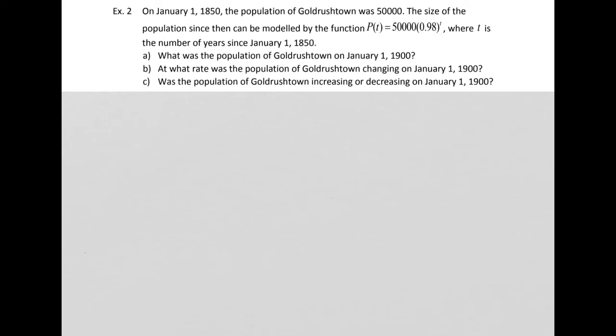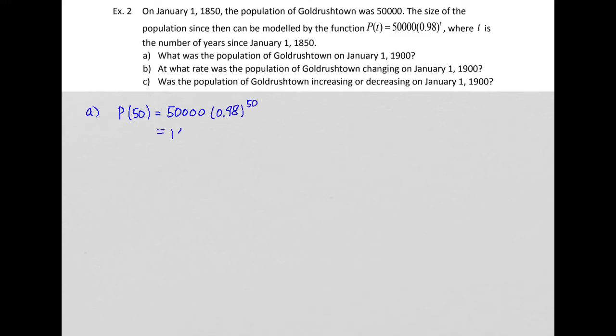For part A, we are looking for the population when the date is January the 1st, 1900. So we know from 1850 to 1900, there are 50 years in between. So for part A, we're looking for the population. So P at 50 equals 50,000 times 0.98 to the exponent 50.